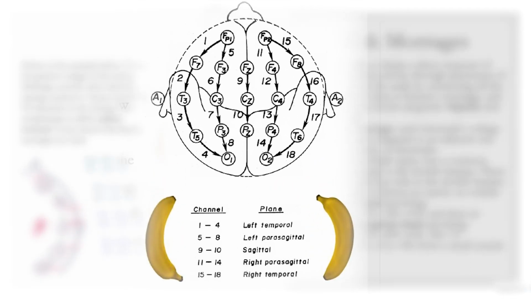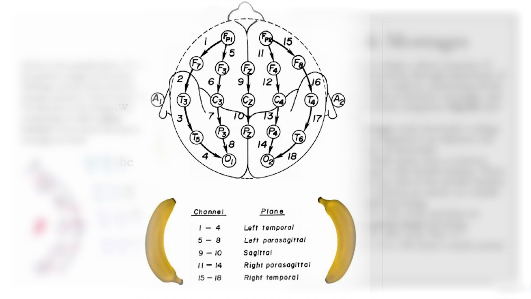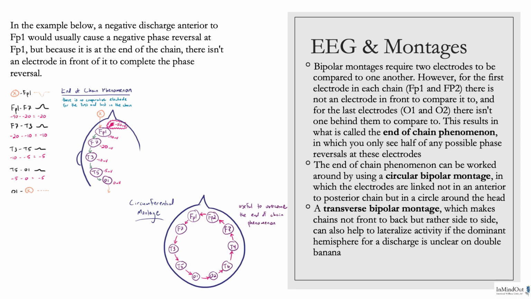Since it looks like two bananas when we look at the temporal chain and the parasagittal chains, another name for this montage is a double banana. So that is one type of montage, the bipolar montage. When we have this bipolar montage, one of the issues we have is the end of the chain phenomenon.